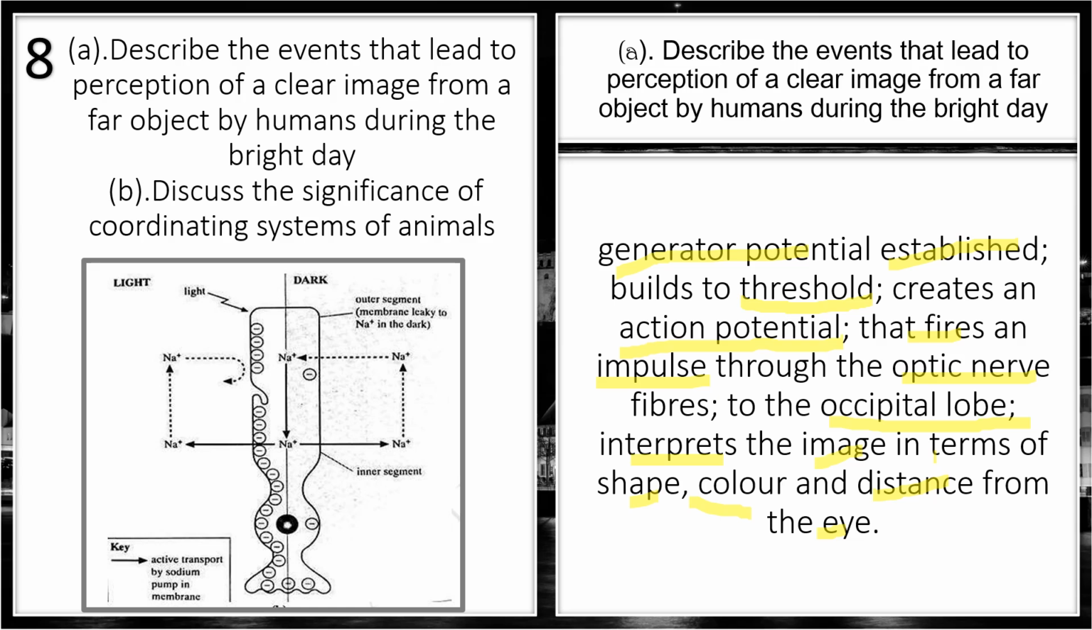So when the generator potential is created because of the built-up threshold, it's going to create an action potential which will fire the impulse through the optic nerve fibers to the occipital part of the brain, which will interpret the images in terms of the shape, color, and distance from the eye.